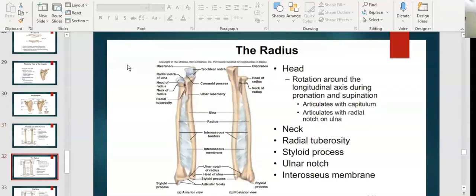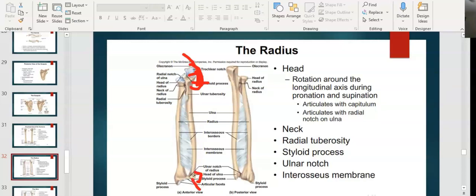So in the ulna, we already mentioned that we're going to have that olecranon, the coronoid process, and in between those two, we're going to have another area called the trochlear notch. This is going to be in the proximal epiphysis. In the distal epiphysis of this ulna, you're going to have right here this pointy thing, which is going to be the styloid process of your ulna.